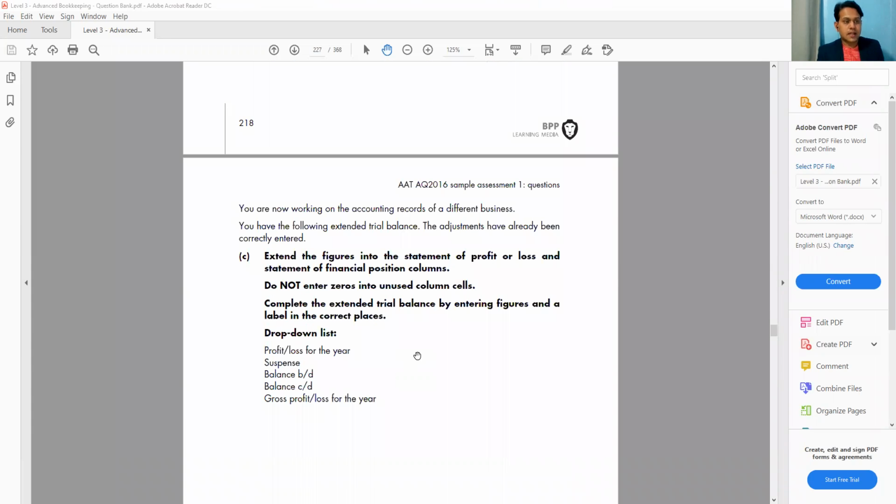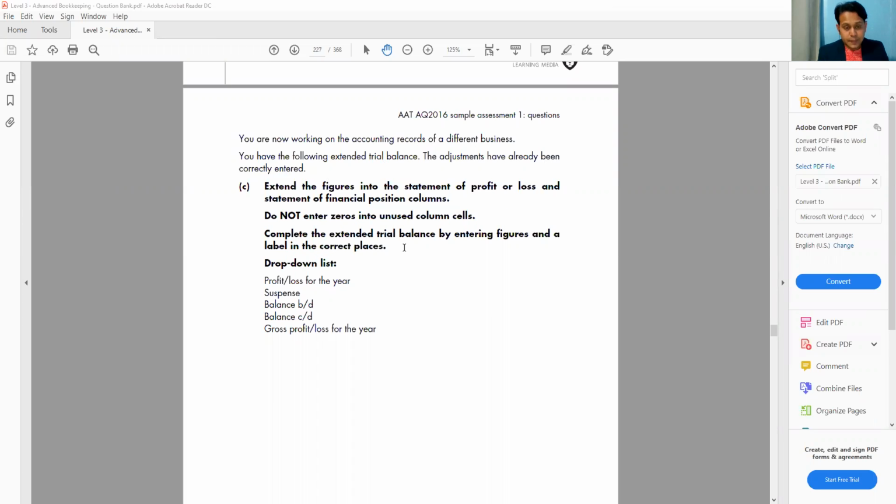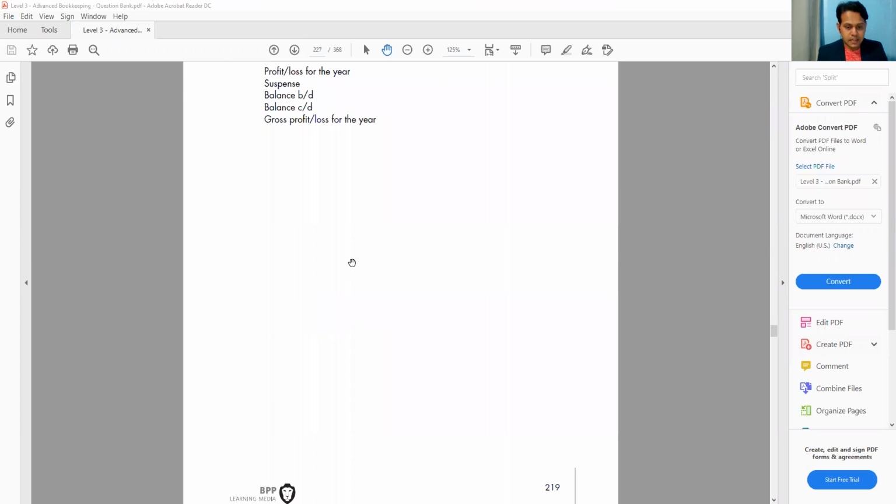Okay, so let's have a look at our next point here. You are working on the accounting records of a business. You have the following extended trial balance. The adjustments have already been correctly entered, so that means the adjustments are already done. All we need to do is complete the extended trial balance. Okay, let's do that.